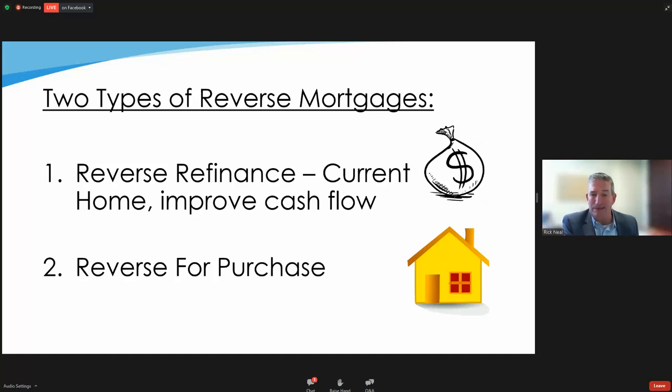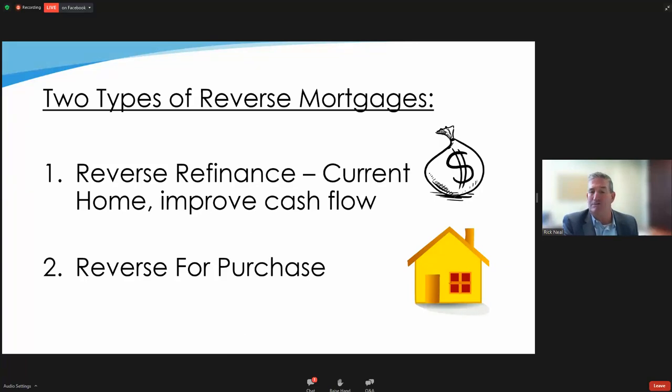And the second is the reverse for purchase, for someone looking to right size to a new home, whether to downsize or upsize. It also provides much more buying power for someone. So we will take a look at that.